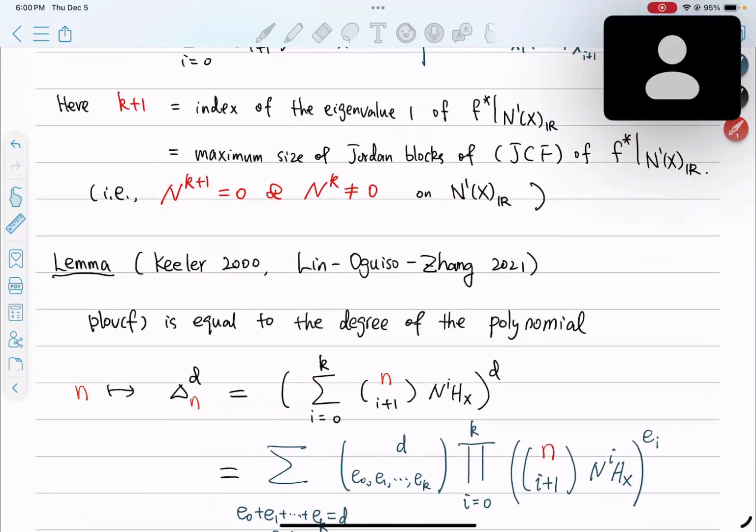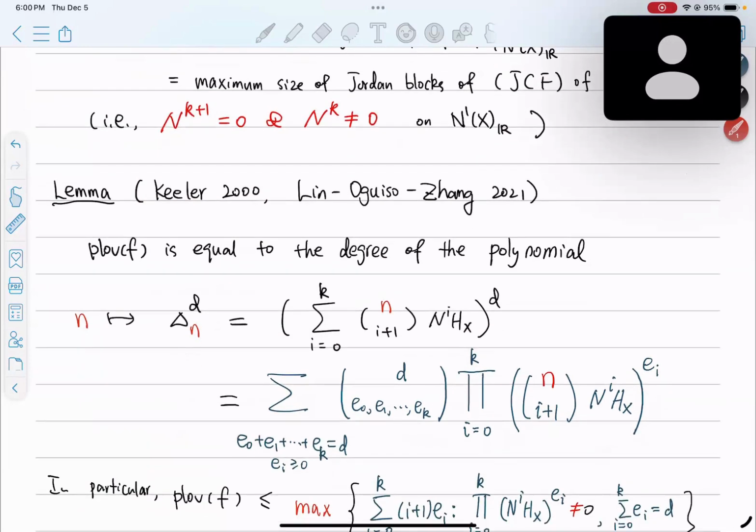Then the key lemma is the following. This lemma is due to Keeler. He didn't write it precisely, but the idea is there. Lin, August, and John formulated the lemma as follows: the polar of f is equal to the degree of this polynomial. We map a positive integer n to the intersection number delta n to the d. Delta n, like I just said, is the finite sum of these divisors, and you take the d-th power, the top self-intersection. Now you have k plus 1 divisors, then the d-th power.